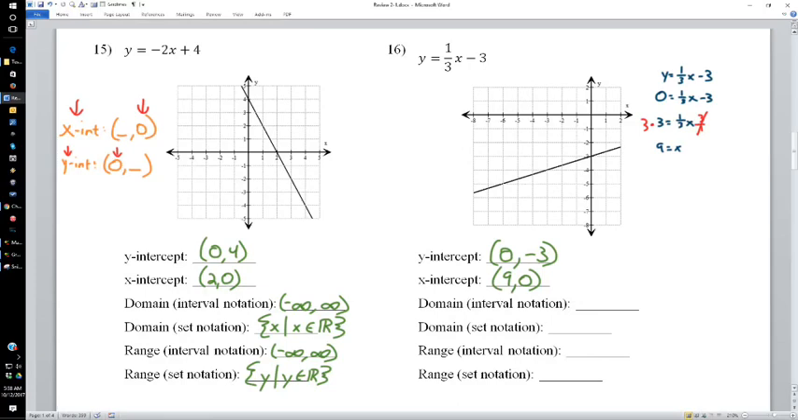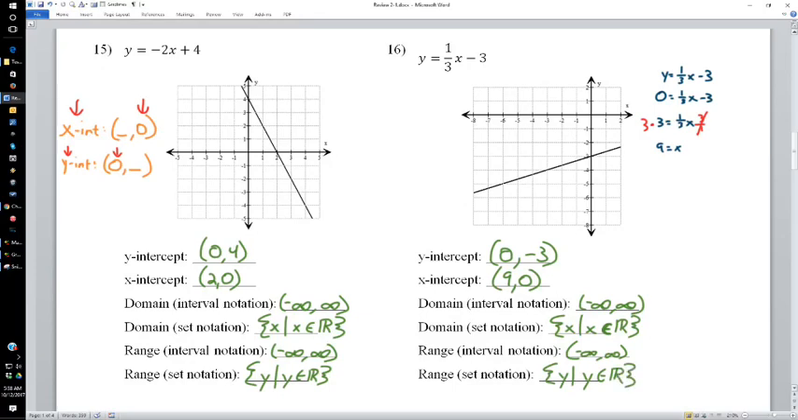And then these again. Your domain, negative infinity to positive infinity. X is a subset of all real numbers. That's that funky E looking thing. Your range, again, it goes up and down forever. So negative infinity, positive infinity. Y, introduce it. Then what is it? Y is a subset of all real numbers.